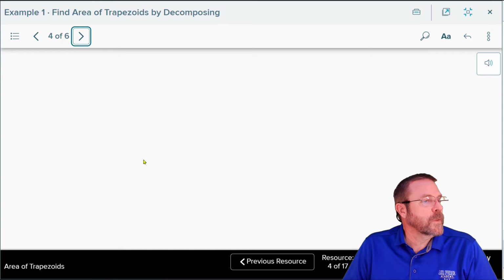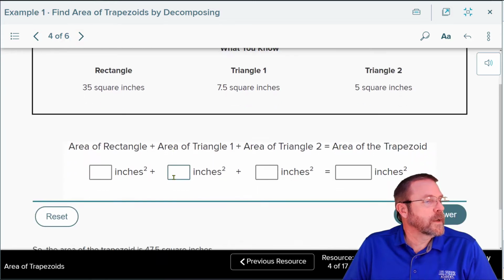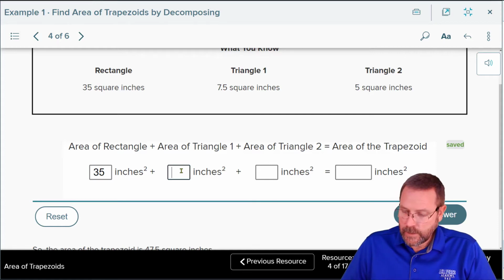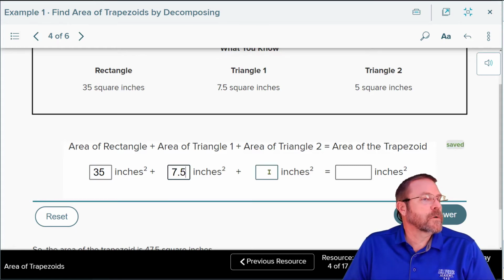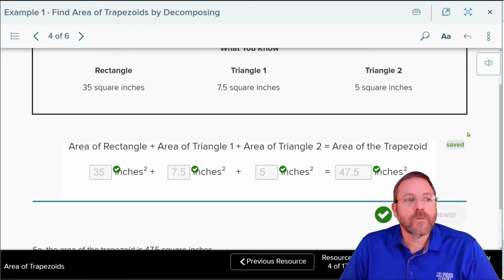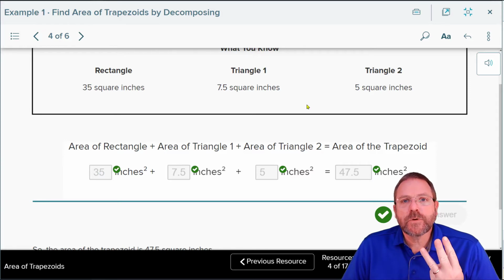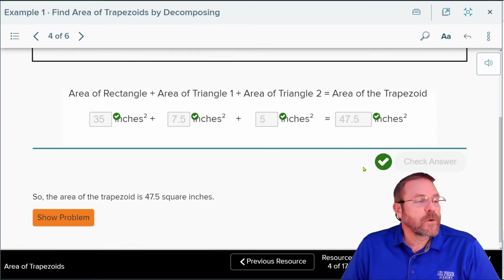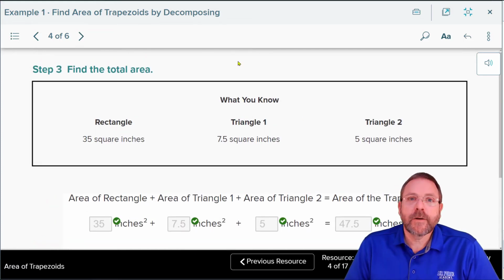Now we're going to move on to the next level, where we're going to add those up. So we have the 35 inches plus the 7.5 inches squared plus the 5 inches squared, and all that is going to end up equaling 47.5 inches squared for your final answer. So we decomposed that trapezoid into 3 separate shapes, 1 rectangle and 2 triangles, and found the area of each one, added those areas up to get to that final answer.